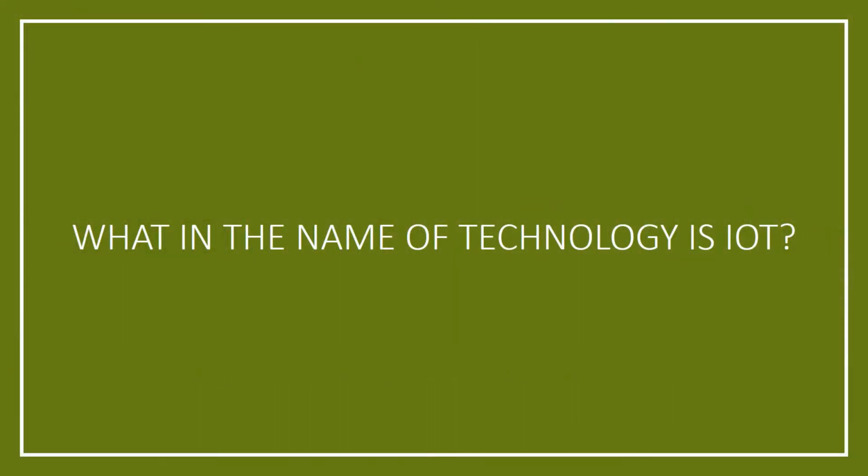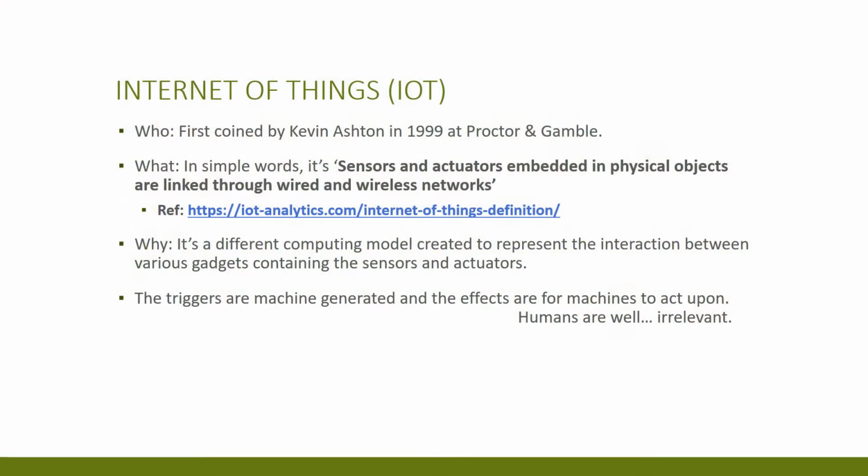So, what in the name of technology is IoT? IoT stands for Internet of Things. It is a term first attributed to Kevin Ashton in 1999 when he was working on a project at Procter & Gamble. He used the term to refer to RFID building gadgets which would be connected together to form a network.